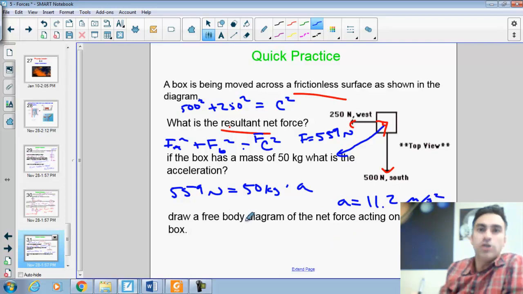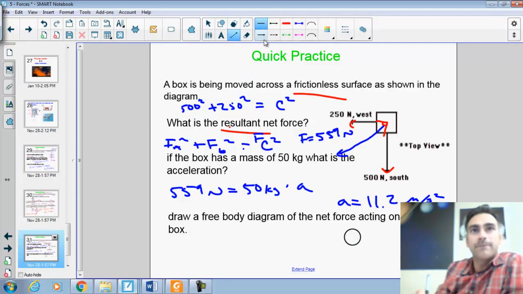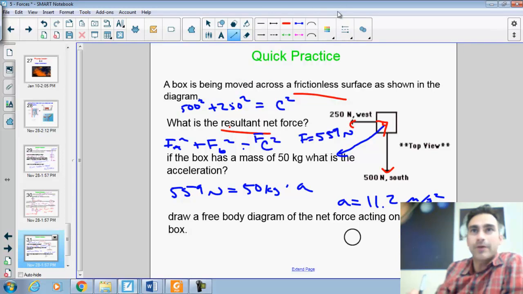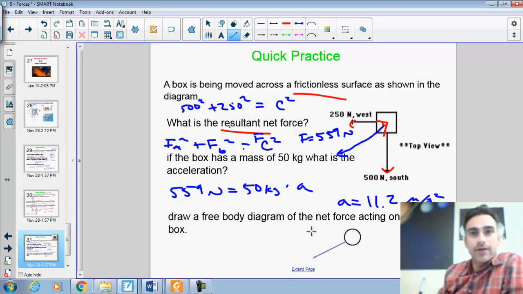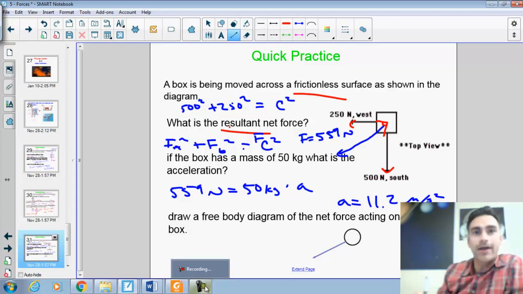Draw a free body diagram of the net force acting on the box. Sure. Free body diagram. Let's do a nice arrow. I'll do purple. I like purple. Alright. Should be going that way, right? And that is the resultant vector of these two component vectors. Oh, see what I did there? Alright. Fun times. Life is good.